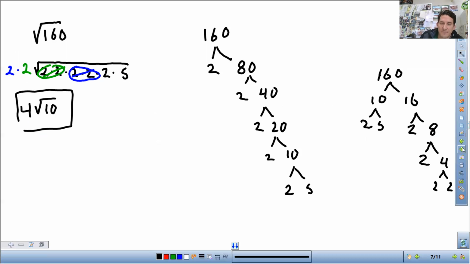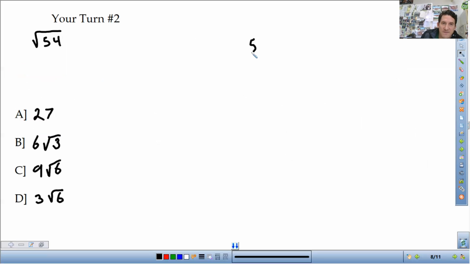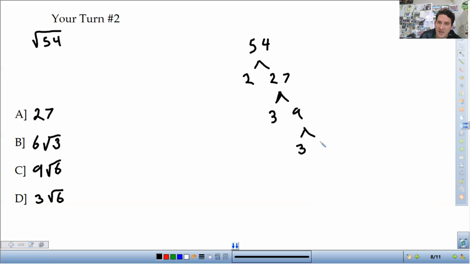All right. Next one, 54. So 54 splits into 2 and 27. 27 splits into 3 and 9. And then 9 splits into 3 and 3. So put that all in. So it's going to be 3 times 3 times 3 times 2. So 3 3s and 1 2. So look for pairs. Pair of 3s, one on the outside, cross it out, multiply what's left. So just a 3 on the outside, 3 times 2 is 6 on the inside.